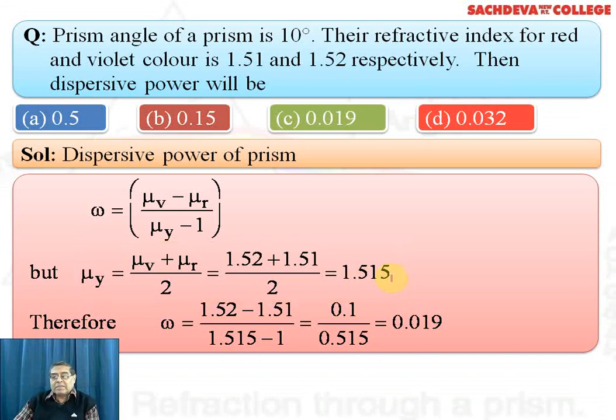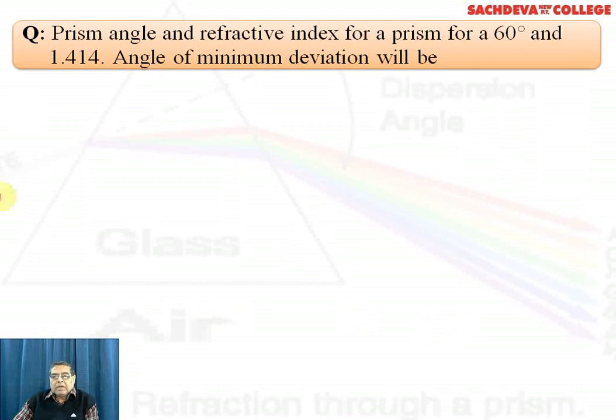Now we have to estimate omega. For omega, we will compute the formula. According to the formula mentioned above, we compute the values, and the final result for omega, the dispersive power of the prism, becomes 0.019, so option C will be correct. Now we come to the second application.